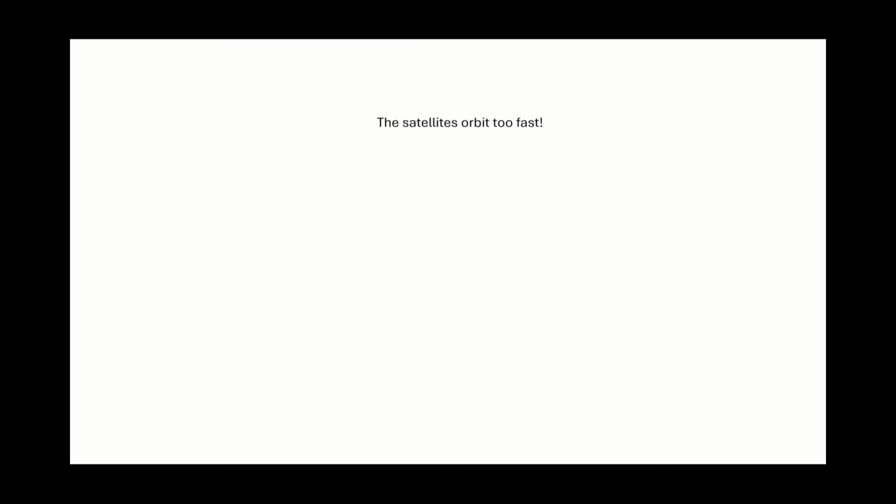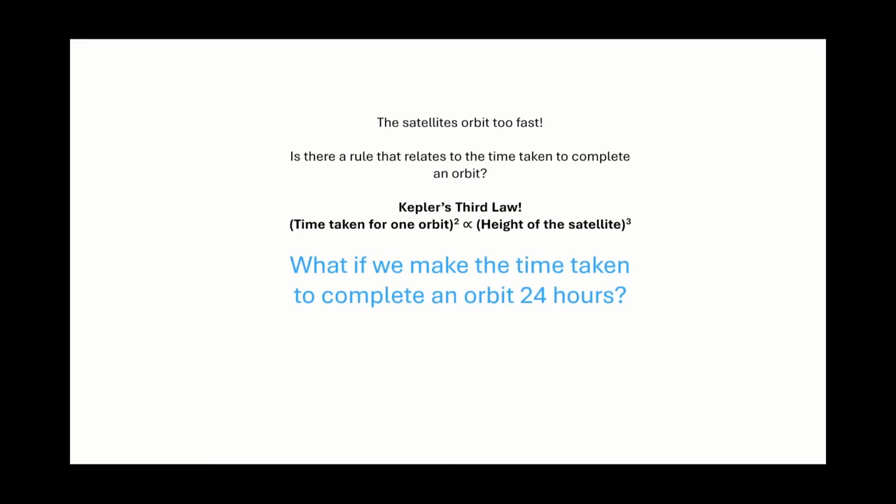The satellites orbit too fast. That is our problem. However, is there a rule that we can use to try to solve this? Kepler's third law comes to mind. The time taken for one orbit squared is proportional to the height of the satellite cubed. So what if we make the time taken to complete an orbit 24 hours?